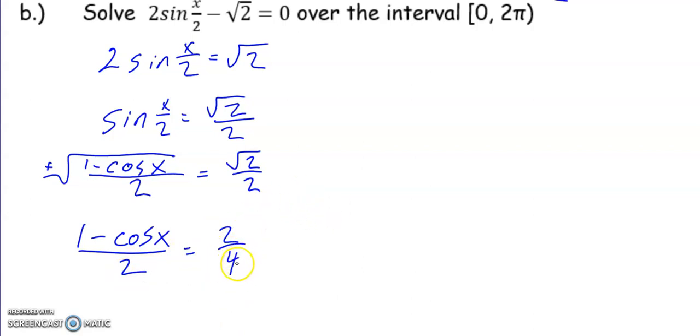Now, 2 over 4 is really 1/2, so I'm going to reduce that down. Because I squared it, radical 2 times radical 2 is just 2, and 2 times 2 is 4, which simplifies to 1/2. Let's multiply both sides by 2. If I do 2 times 1/2, we're going to end up with 1.